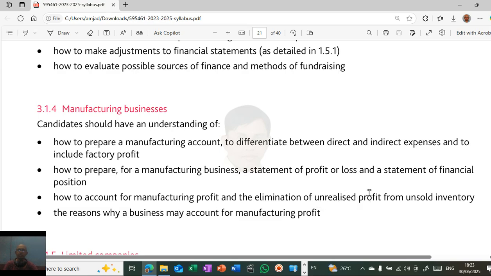So this is very important. So this is another important adjustment which is very critical, which we will be discussing here. And from unsold inventory, the reasons why a business may account for manufacturing profits. So this is a very important topic as far as A level is concerned. Lot of questions are regularly being asked on this particular topic, and you have to be very strong in this. You have to understand the very technical part so that you can secure better grades.